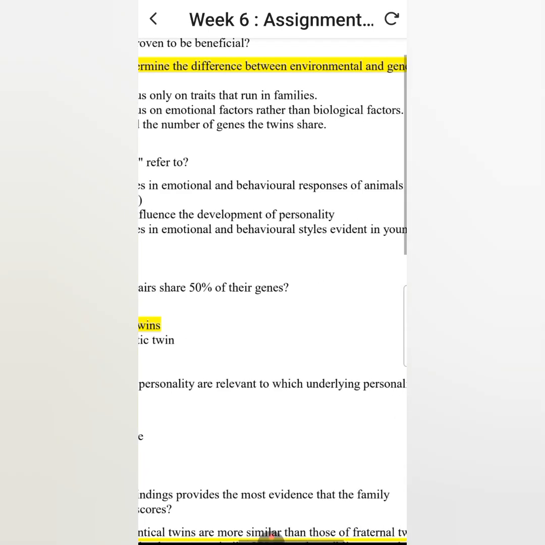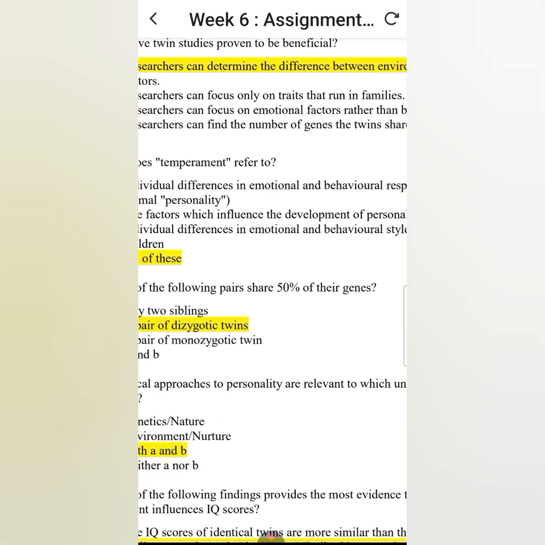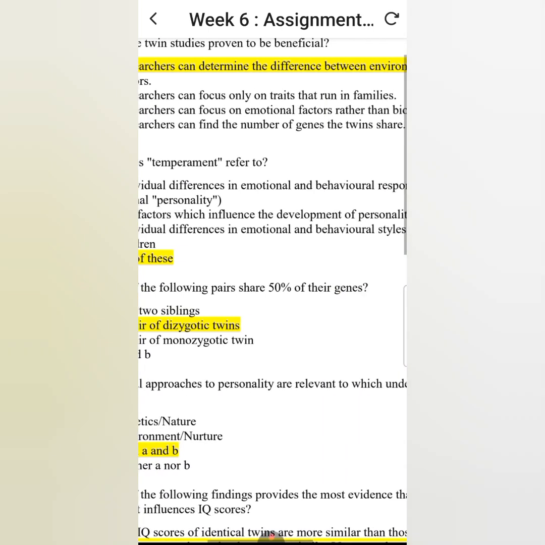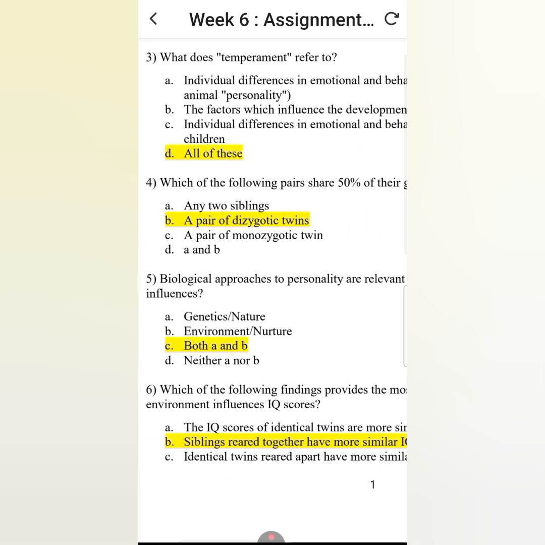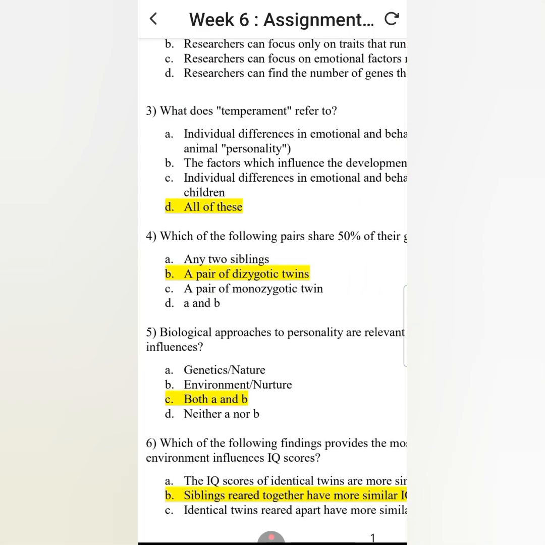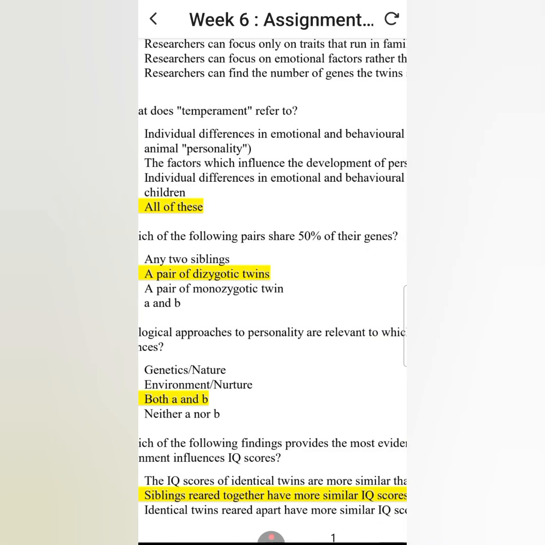Then factors influencing the development of personality: these are also characteristics, personality, and emotional and behavioral style. These all come under temperament. The spelling of temperament: T-E-M-P-E-R-A-M-E-N-T.